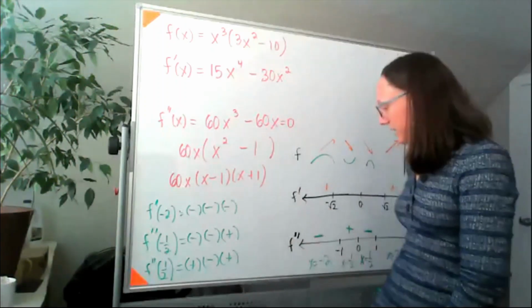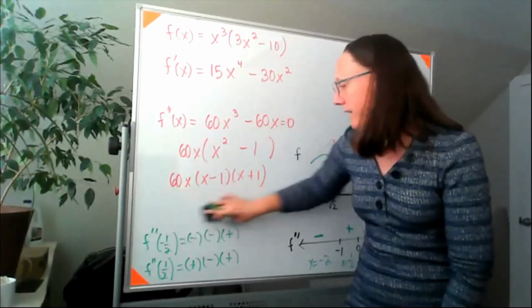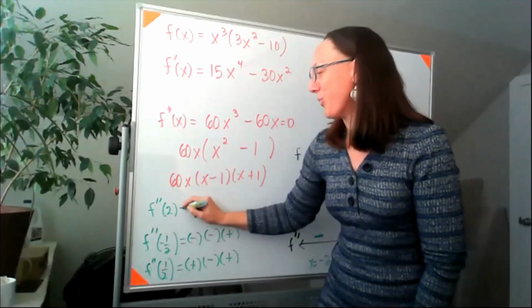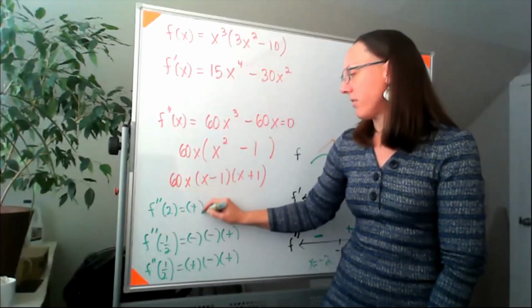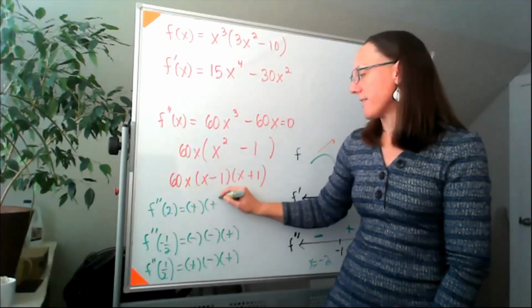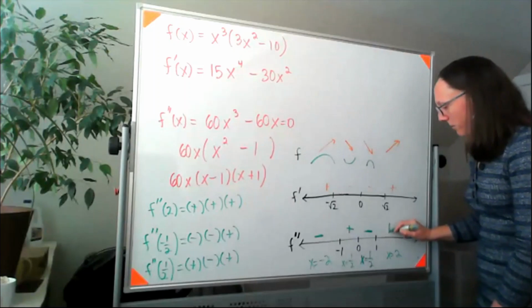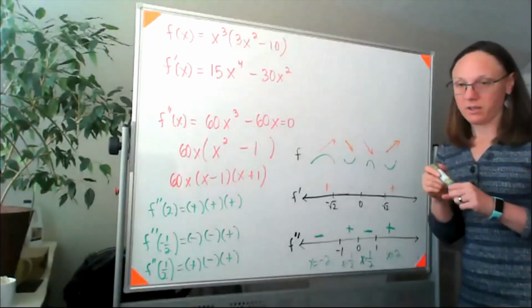I don't have space for it, so I'm just going to erase this and do f double prime of 2. If I plug in 2, 60 times 2, I'm at a positive. 2 minus 1, I'm positive. 2 plus 1, I'm also positive. So I'd be positive on my second derivative, concave up out here.